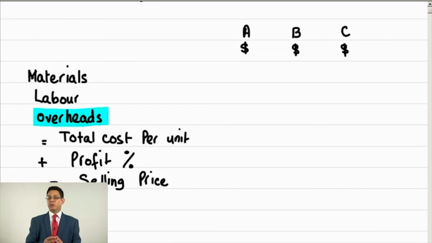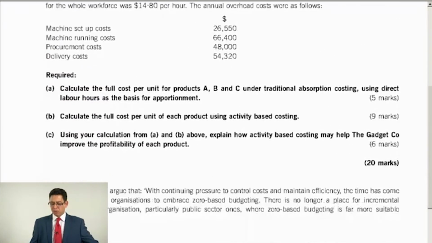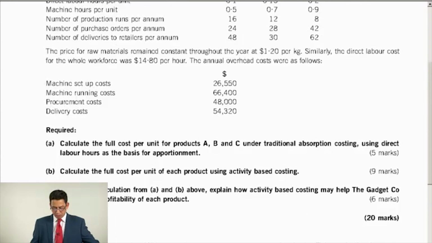You may need to use 3, 4, or 5 different bases rather than labor hours in order to charge overheads to the products. So if I seek your attention to the exam question, which is December 2010, question number 4, called Gadget Company. Now please try to build this exam technique: don't worry about what's going on in the scenario. Simply focus on the requirements.